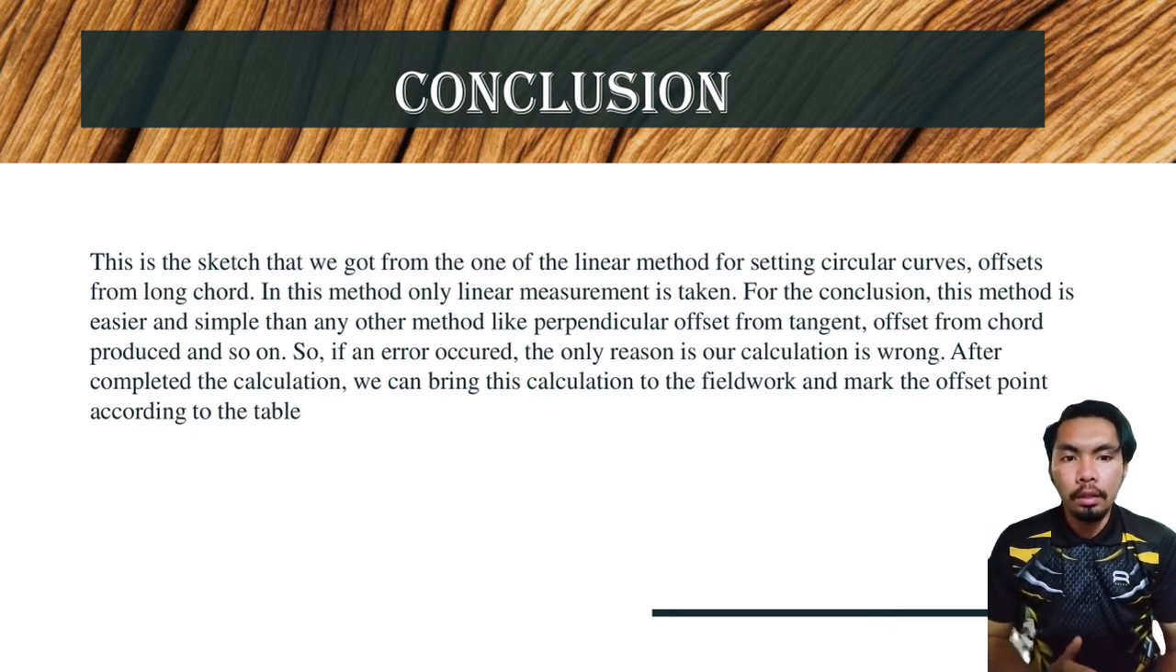So, if an error occurred, the only reason is our calculation is wrong. After completing the calculation, we can bring this calculation to the fieldwork and mark the offset points according to the table. In this sketch, we use a scale of 1 over 1.6.